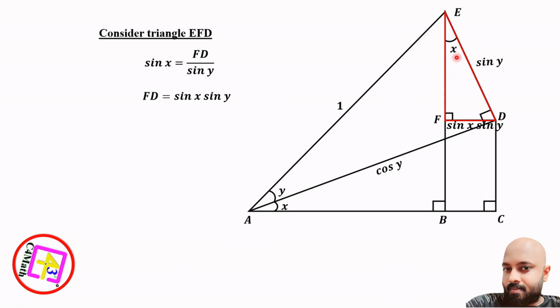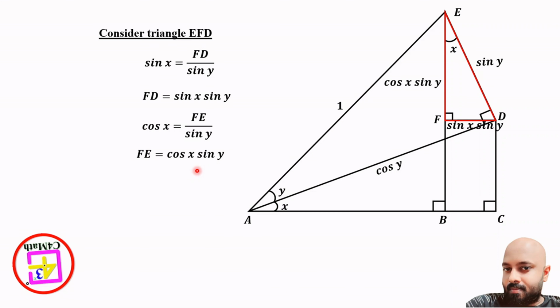Then next we can apply cos. Cos x is the adjacent side over the hypotenuse, that is, we can write FE over sin y. Cos x equals FE over sin y. Then do cross multiplication. We will get FE is equal to cos x sin y. Then we can mark that one there.